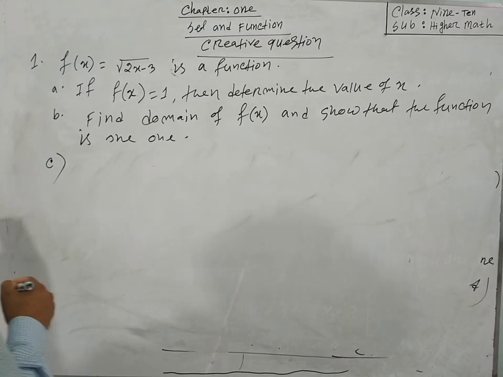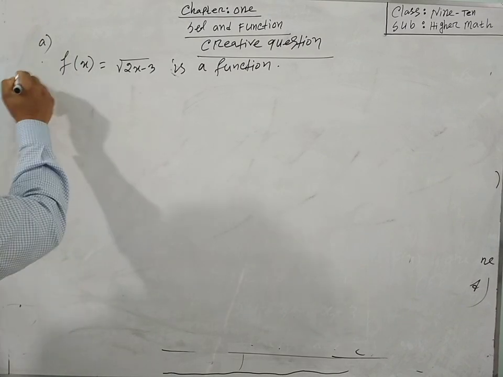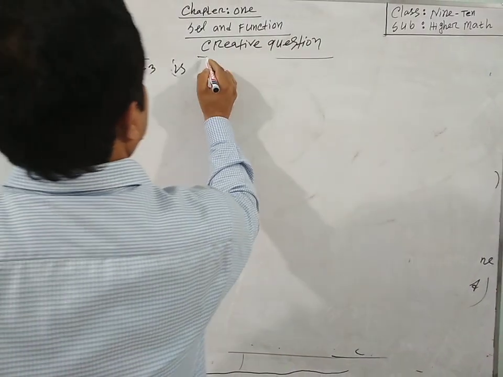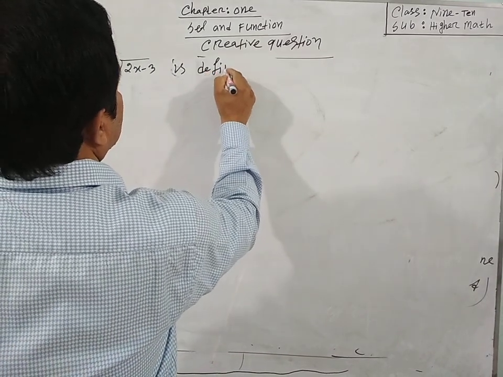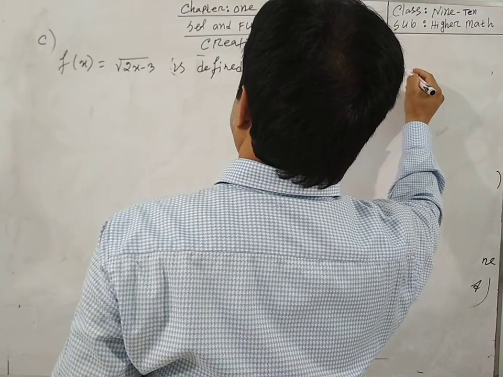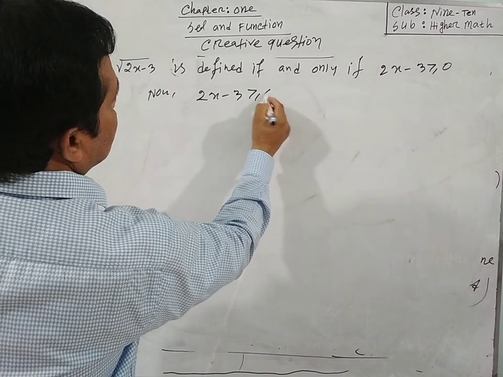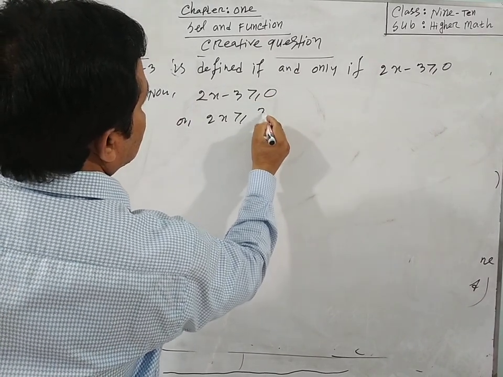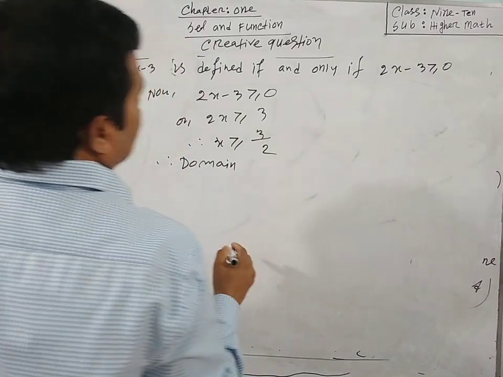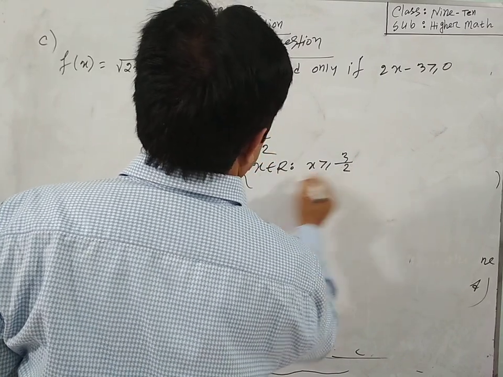C. Find the domain of f of x. f of x is defined if and only if 2x minus 3 is greater than or equal to 0. Now 2x minus 3 is greater than or equal to 0, or 2x is greater than or equal to 3. So x is greater than or equal to 3 divided by 2. Therefore, domain: x belongs to R such that x is greater than or equal to 3 by 2. This is a domain.